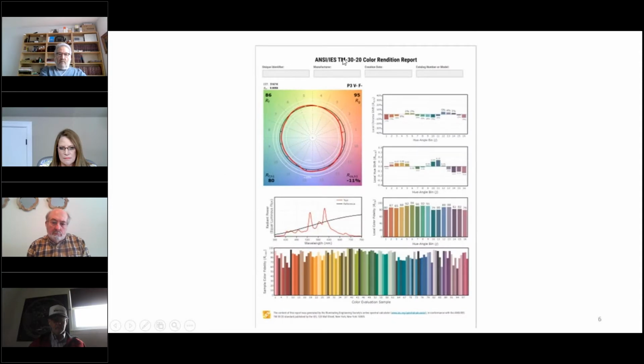This is also the full TM30 color rendition report. We are trying to include all of these graphs in the lighting passport data, but for now we only have this one, and even the format is not correct. So instead of the pie chart, we have a checkered board. So we already know about this problem, and we are trying to fix it as soon as possible.